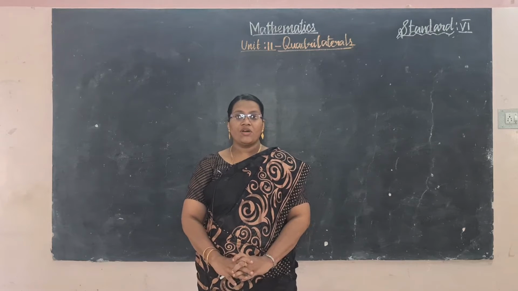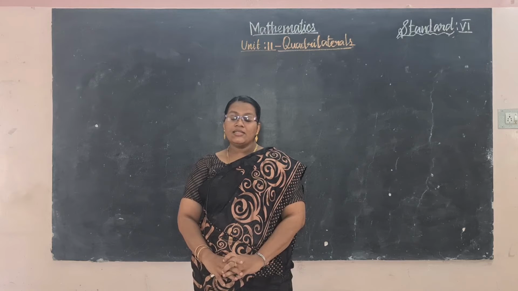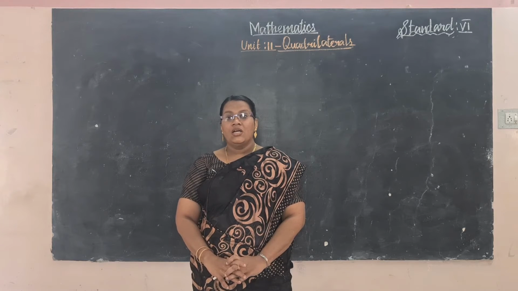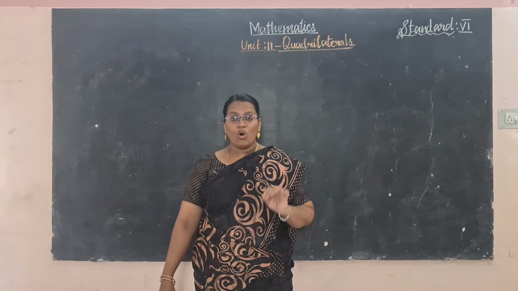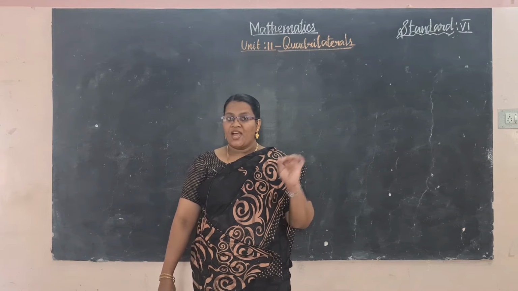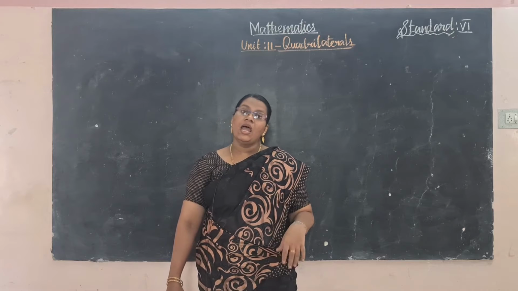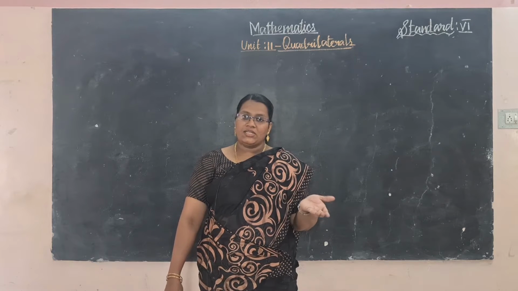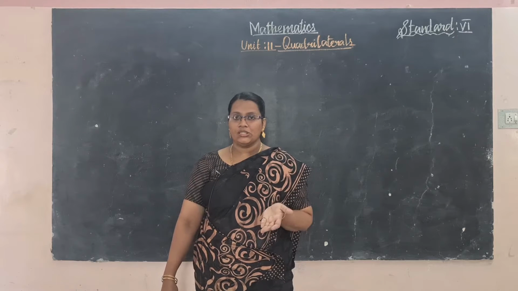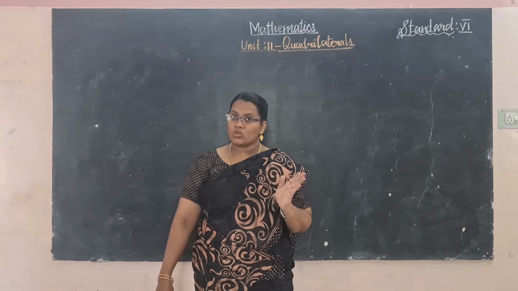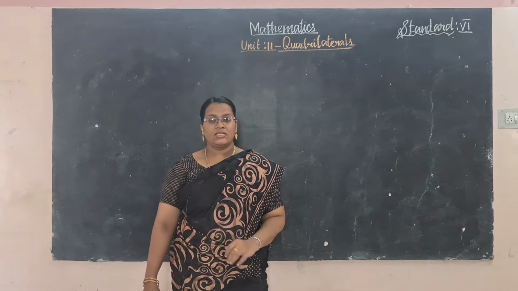What is the definition of adjacent side? Adjacent sides means 2 line segments that end with a common point. It's called the adjacent sides. Okay. And then next one, opposite side. So 2 line segments opposite to each other, that is called the opposite sides.